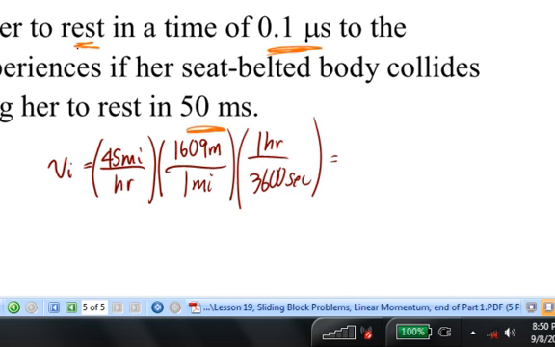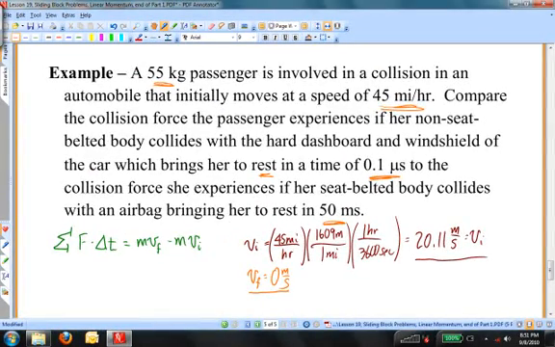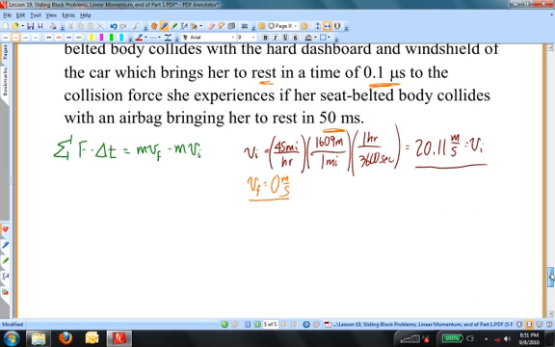And the number I get is 20.1125 meters per second. My TI-89 will hold all those decimal places. I'll hang on to them during the intermediate calculations, and then I'll round at the end. The final velocity is 0. I don't need to convert that. Now I've got a couple of time intervals. One time interval, the time interval during which the dashboard exerts its force, is 0.1 microseconds. And the time interval over which the airbag exerts its force is 50 milliseconds.